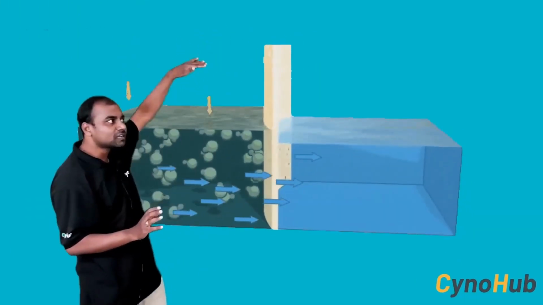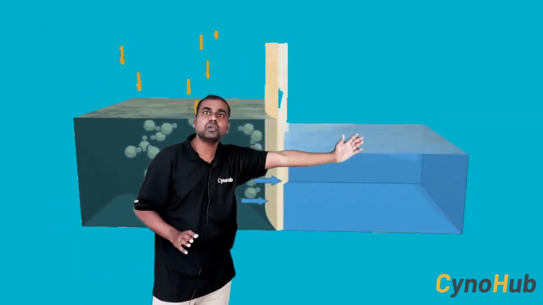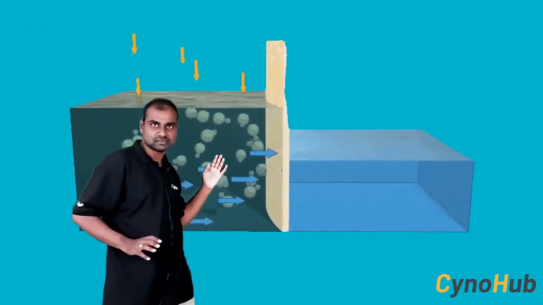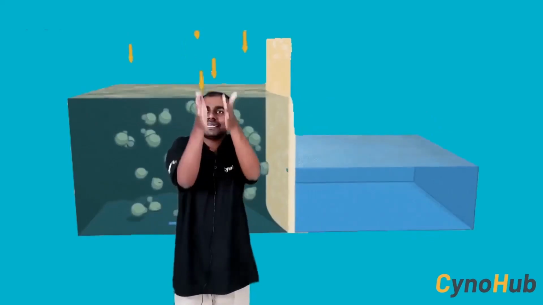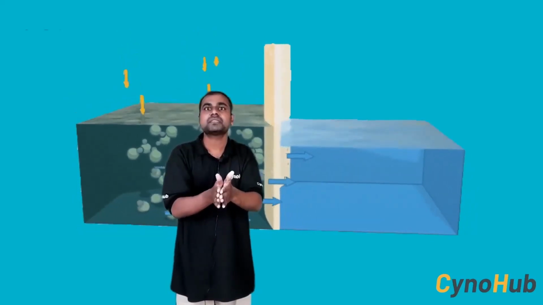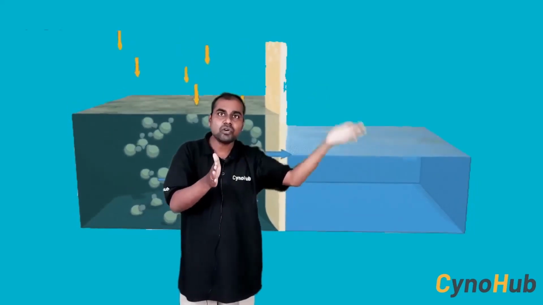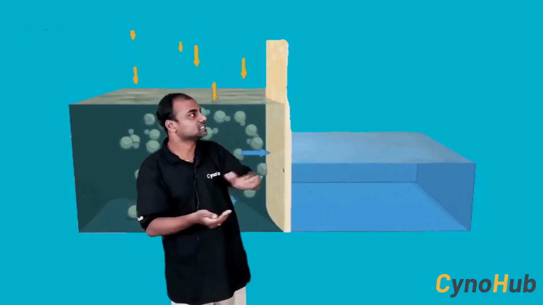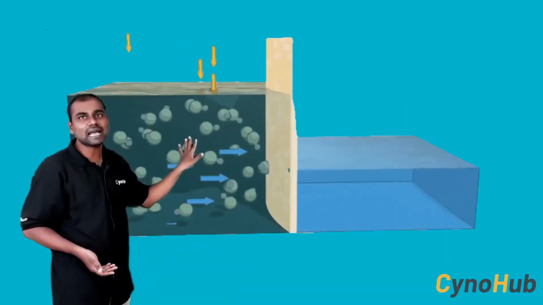Generally, when you are not applying any pressure here, what will happen? Water will flow from low concentration to high concentration. This is osmosis. Osmosis is when, with a semi-permeable membrane, water flows from low concentration to high concentration. This part is the low concentration part, and this part is the high concentration part.